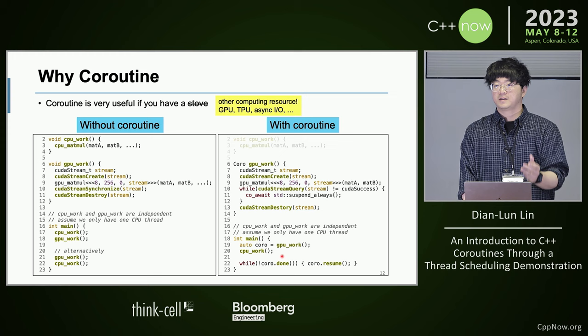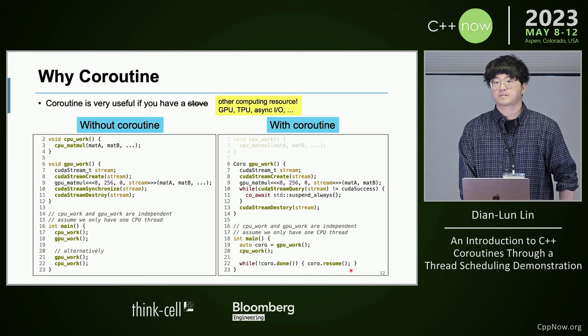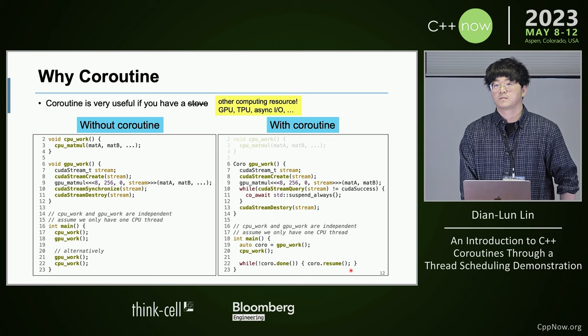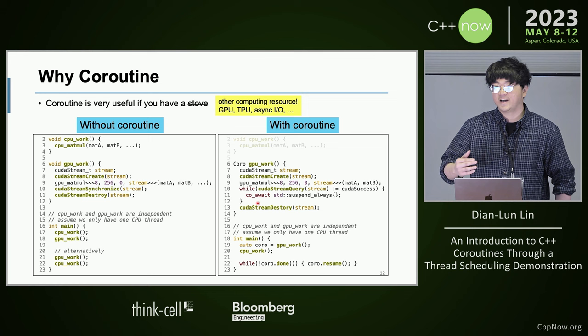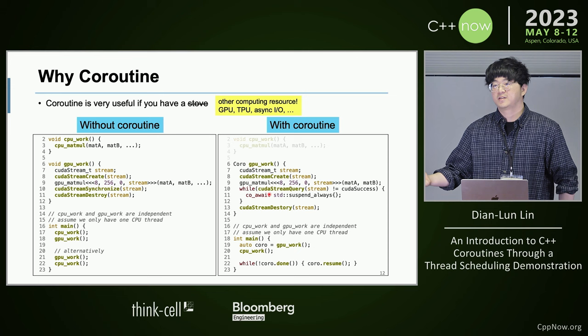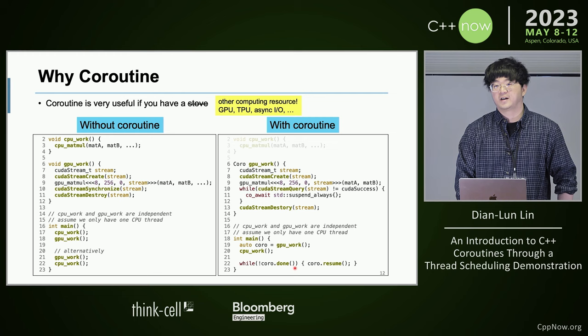Yes, I just have a question about the last resume at the end. When you resume, is it going to block until your coroutine completes, or is it going to block until your coroutine suspends itself again? So when you call coroutine.resume, you'll go to the next line after co_await, and you'll go to this while loop. If the status of the stream is not success, you'll call co_await again, go back to here, and check whether the coroutine is done. Oh, because it's a while. Sorry, I didn't see that.